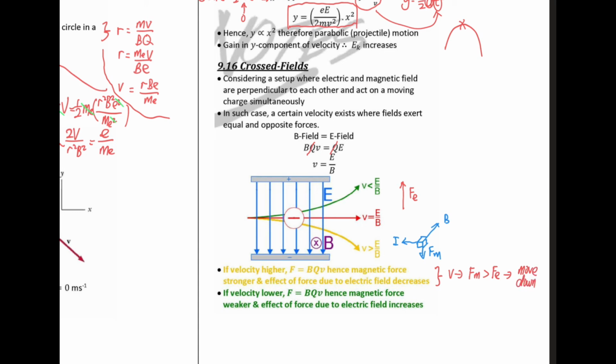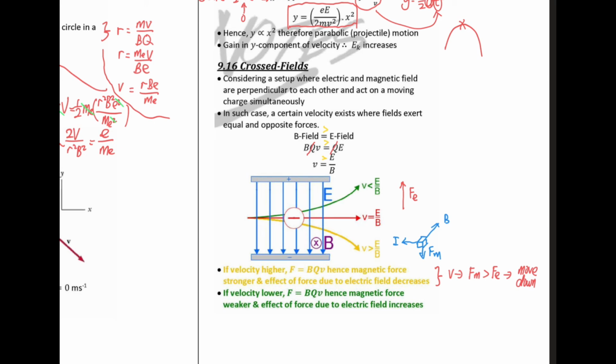Okay, so when we come to the formula, let's say I follow their color, I put in yellow. Our B field effect is more than the E field, so BQV is more than QE, and then V is more than E over B. So basically, you just need to change the equal sign to more than all the way, then you will get V greater than E over B.